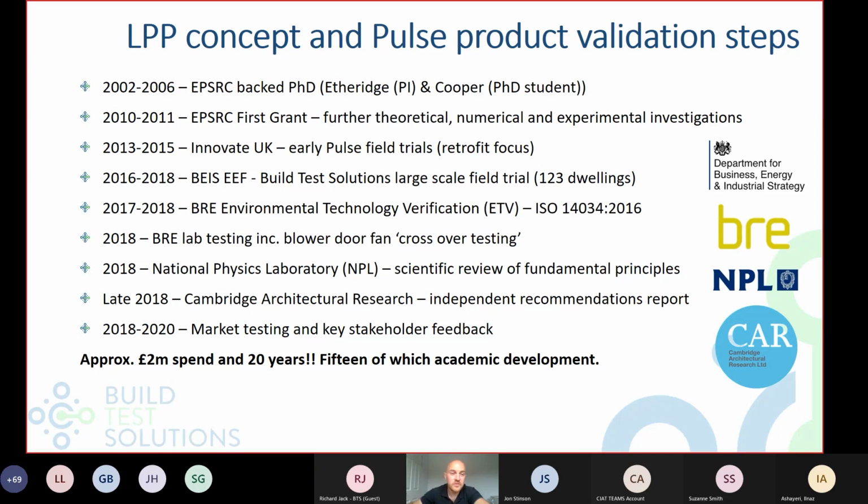But it's really not trivial stuff. I estimate about 2 million spend over the full course of the 15, 20 years or so of development. So this isn't just something that's come into being overnight, and it's no mean feat. It's not trivial.